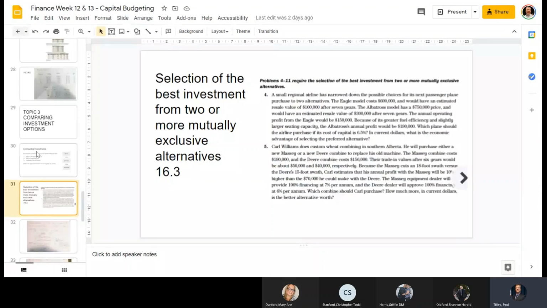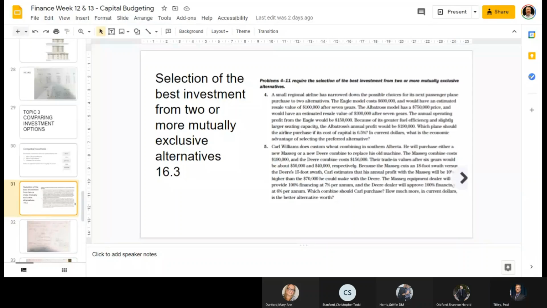As we last left this, we were looking at this topic 3, which is comparing investment options. And really, we used this example. We did a couple examples, one for a regional airline, and another one for Carl Williams and his Massey or Deere. And effectively, what we did is we looked at the values of in and out, the present values of in and out for 2 particular assets, be it a couple of tractors or be it a couple of airplanes.